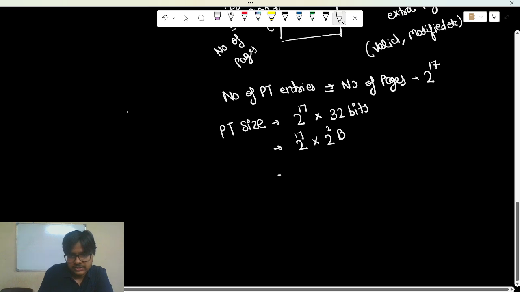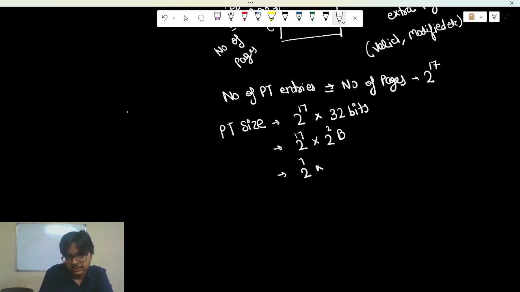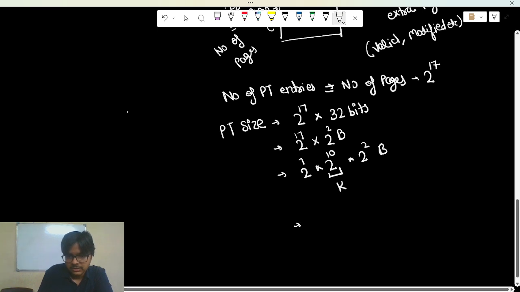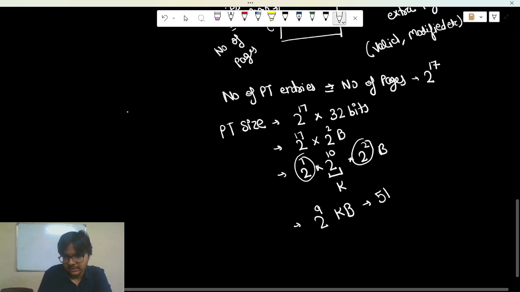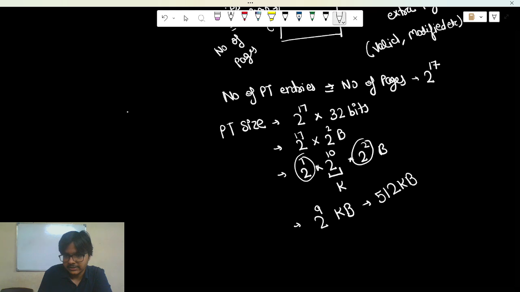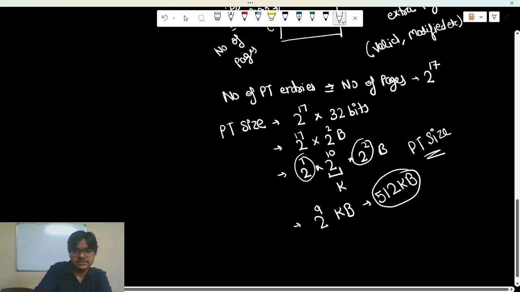You can simplify it more: 2 raised to the power 7 into 2^10, into 2^2 bytes. Now this 2^10 you can keep as kilo, and these 2^7 and 2^2 become 2^9 kilobytes. It will become how many? I guess 512 kilobytes. So this is your whole page table size.